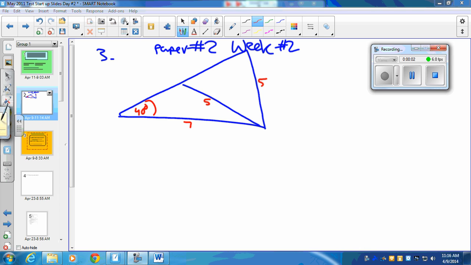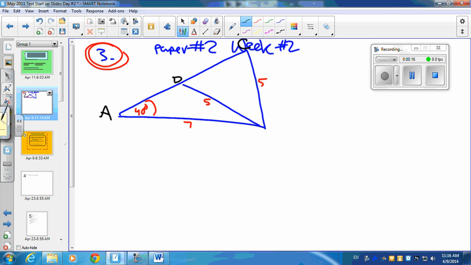So with paper 2, week 2, problem number 3, you're trying to find the length of CD. So here is D, and here's C, A, B. You're trying to find this length here. So what would be something that would be nice to know?